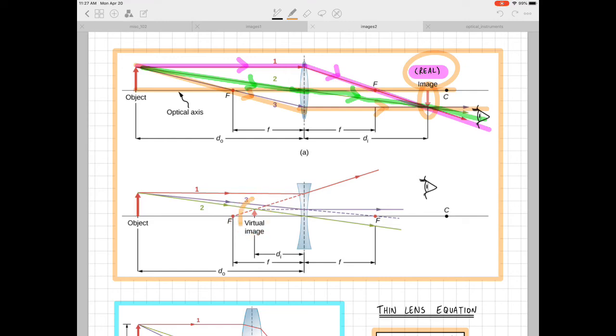You'll notice that the image is the same orientation as the object. This tells us it's an upright, virtual image. We know it's virtual because the rays are physically over here, and they only appear to come from this side. So this is a virtual image. Again, object distance, image distance, using the exact same notation that we used with the spherical mirrors.